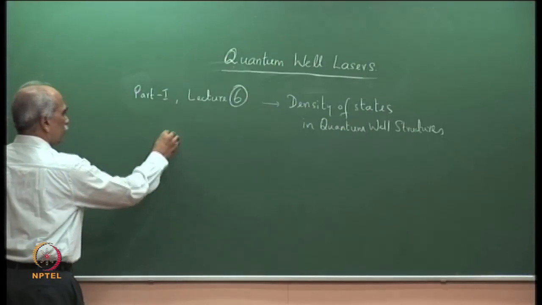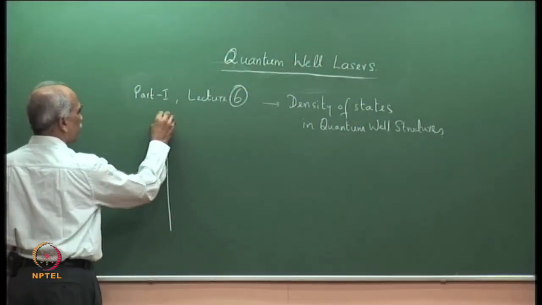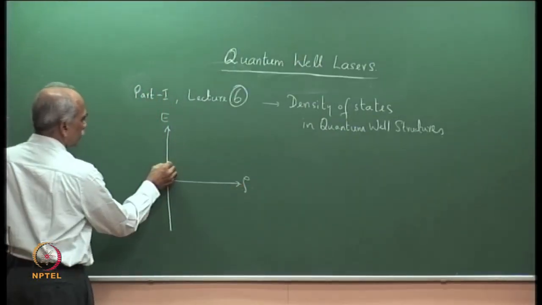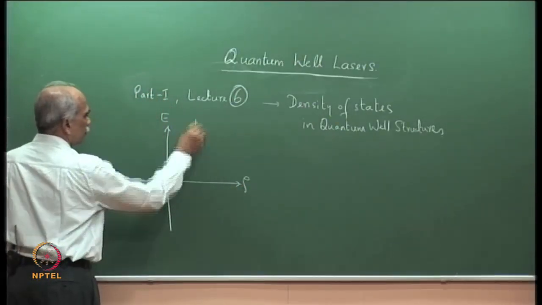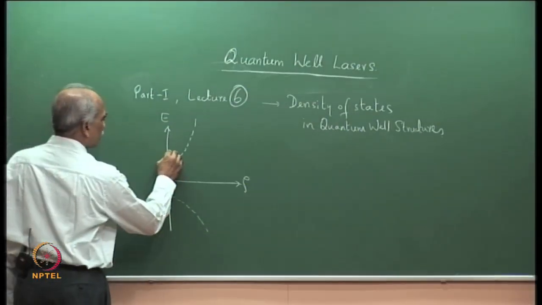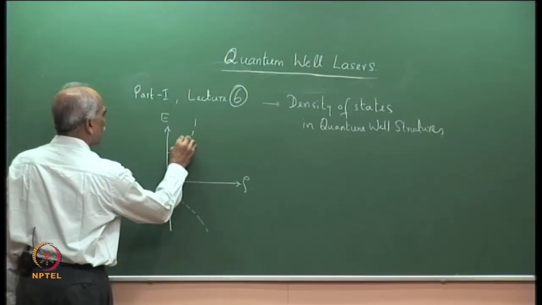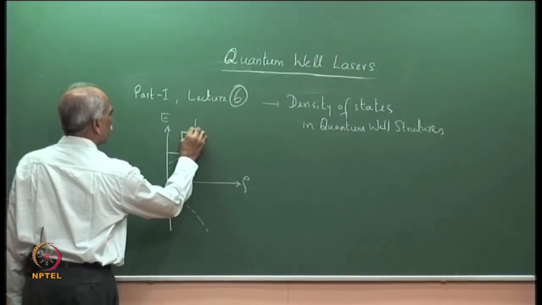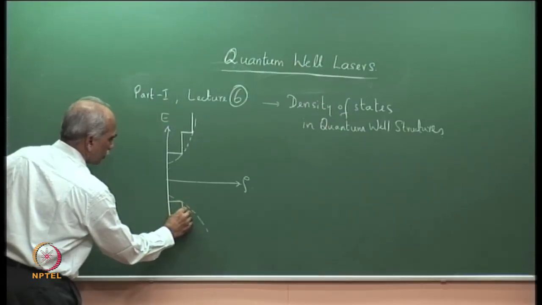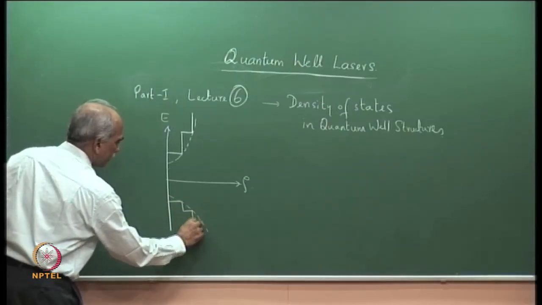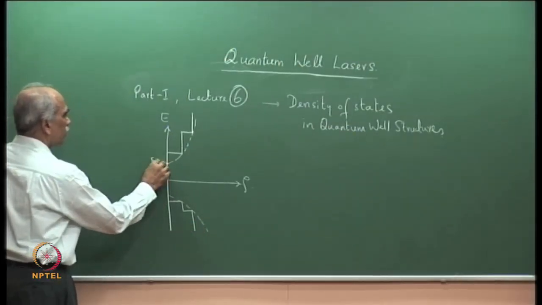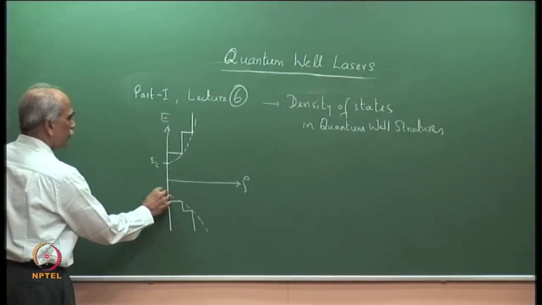What we had seen, I may recall, was this is the energy axis and this is rho, the density of states. For bulk we had a square root of E dependence, which was like this, and for quantum well structures we had density of states which was like a step function. This is in the valence band and in the conduction band. Two points to see here, this is EC, this is EV.